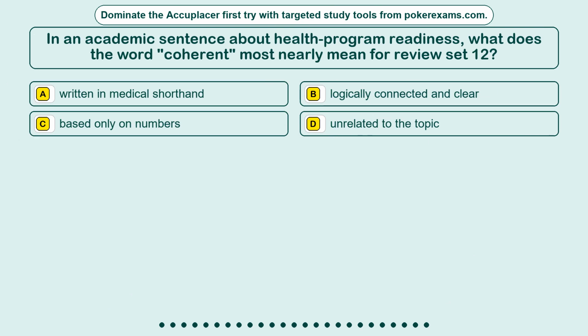Question 15. In an academic sentence about health program readiness, what does the word coherent most nearly mean for review set 12? Option A. Written in medical shorthand. Option B. Logically connected and clear. Option C. Based only on numbers. Option D. Unrelated to the topic.